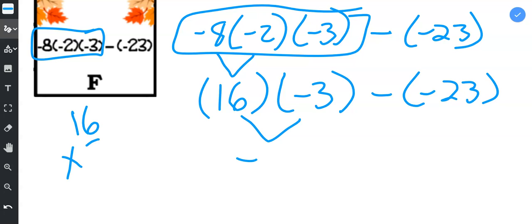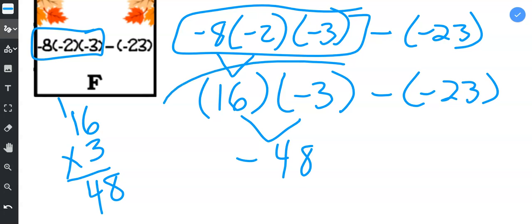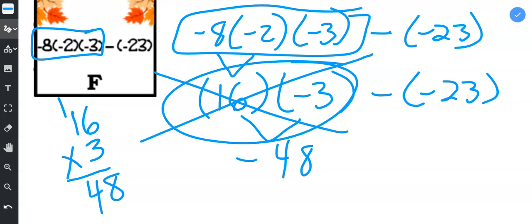Now let's multiply 16 times 3. 6 times 3 is 18. We carry the 1. 1 times 3 is 3, plus 1 is 4. So we get negative 48. We're finished with the multiplication, but we still need to subtract the negative 23.